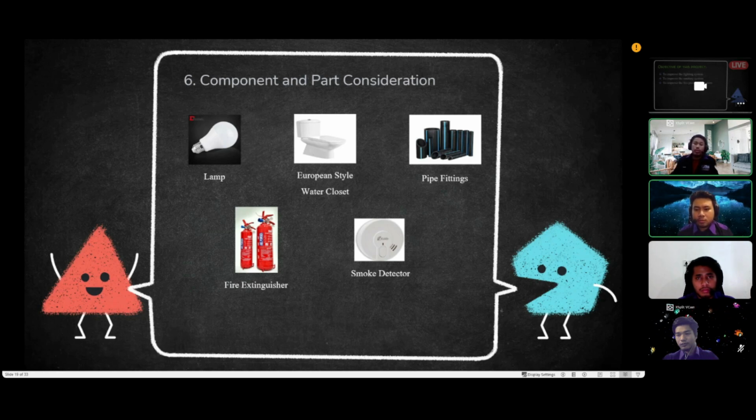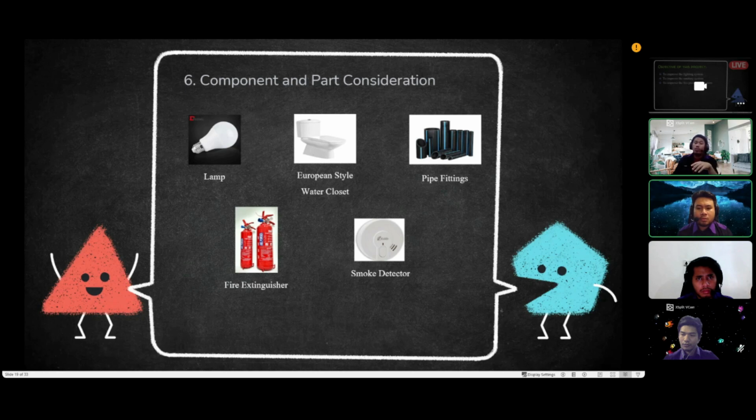For the European water closet, as the convenience store currently uses the Indian style water closet, it needs to be upgraded to a new European style water closet, which is more comfortable and easier to use. For the pipe fitting, our company suggests improving from the galvanized iron piping, whose coating can crack and corrode, to a new poly pipe. As you can see there, that is more durable and cost effective.